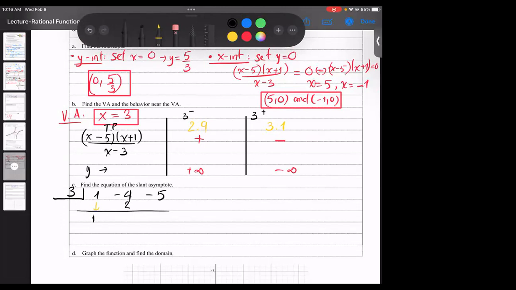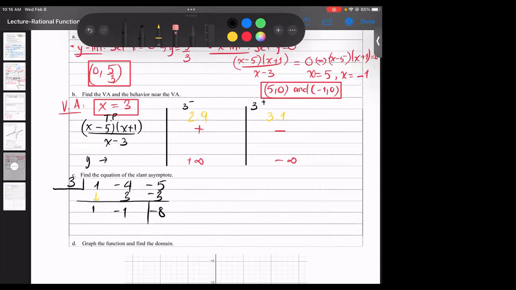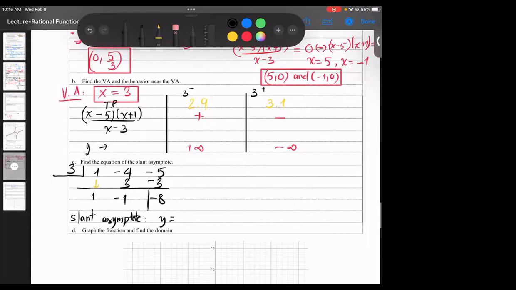1 times 3 is 3, -1, -3, -8 is your remainder. So your slant asymptote equation will be y equals x minus 1, right? x minus 1.